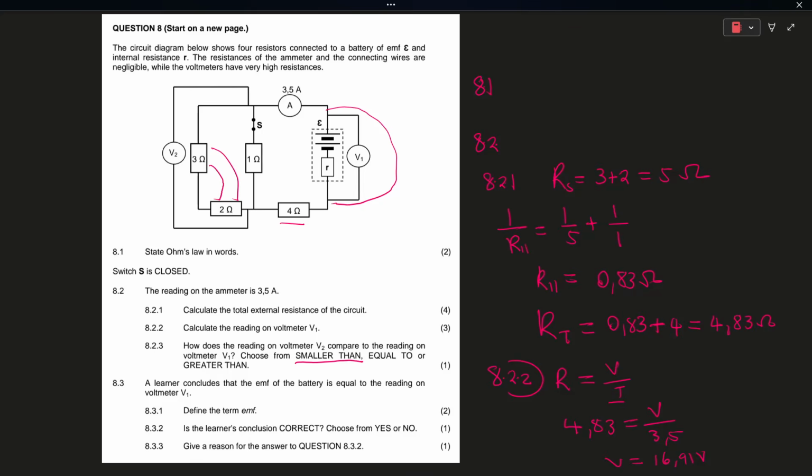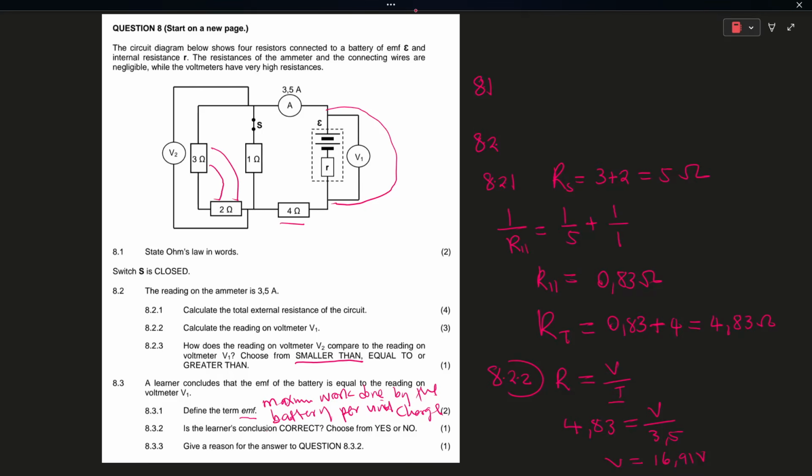Okay. Now the next one, 8.3.1. The question is saying, define the term EMF. What is EMF? Maximum work done by the battery per unit charge. Don't forget that. It is maximum work done by the battery per unit charge. You can use the examination guideline.